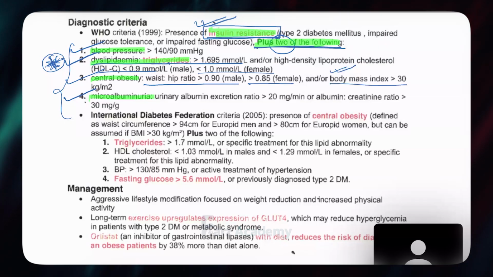And how do we manage this? Aggressive lifestyle modifications, long-term exercise upregulates the expression of GLUT4, and orlistat. As we know, this is a medicine which has come, which is basically a GI lipase inhibitor.